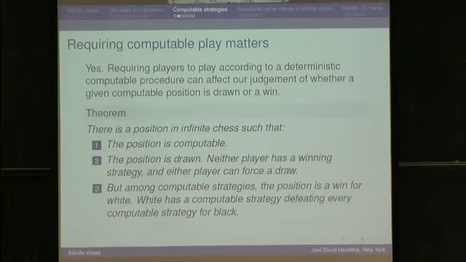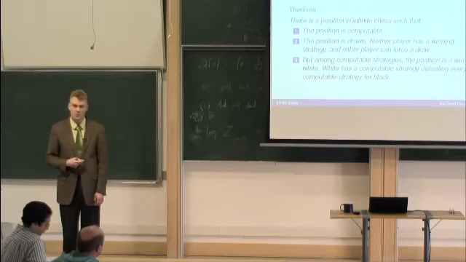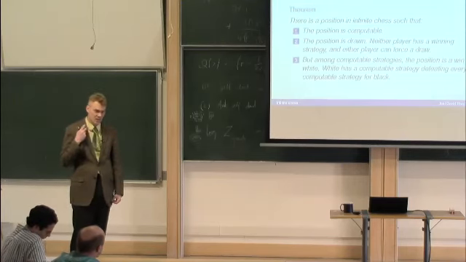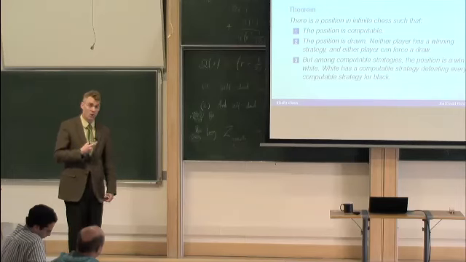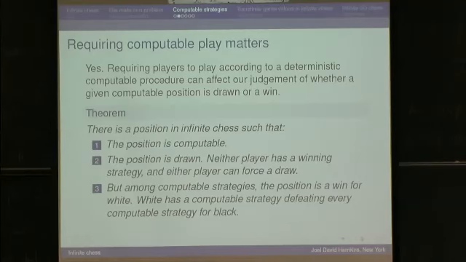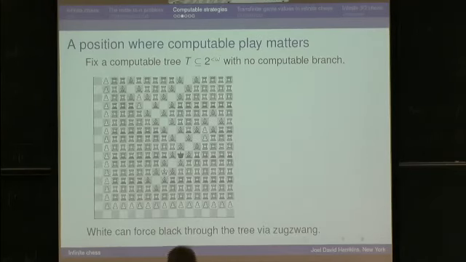So there's a position in infinite chess. It's an infinite position. It has infinitely many pieces. It's a computable position. It's drawn, so neither player can force a win. But if you insist that the players play computably, then the position is a win for white, because white has a computable strategy which defeats any computable strategy by black. It doesn't defeat the incomputable strategies by black, so black has a non-computable strategy to force a draw, but white can beat all the computable strategies by black. And this is the position.